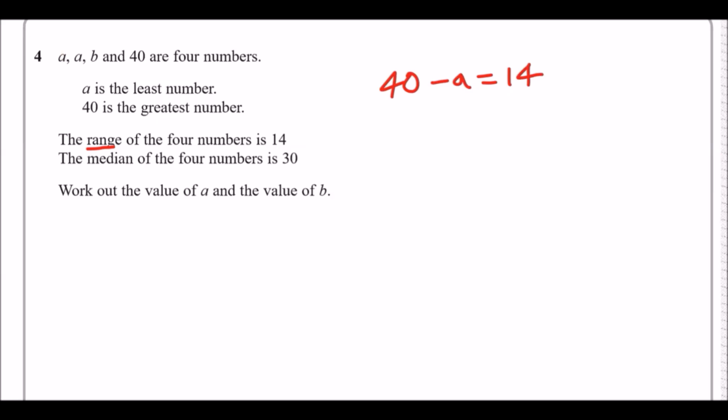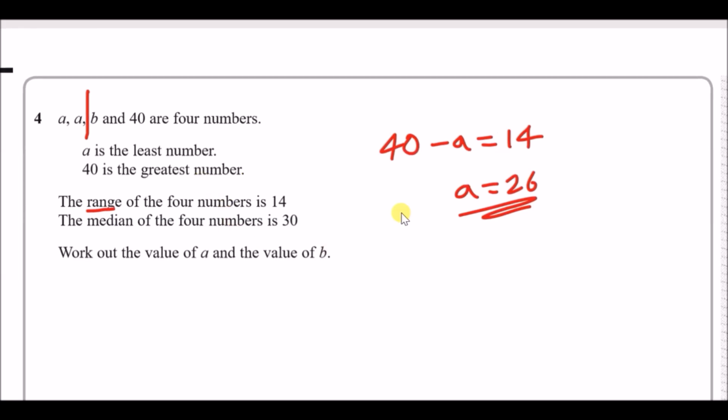Now, that's easy to solve, yeah? You can just do in your calculator 40 take away 14, and that should give us 26. So A is 26. That's cool. The median of the 4 numbers is 30. So median is basically the number bang in the middle. So in other words, here, between A and B.